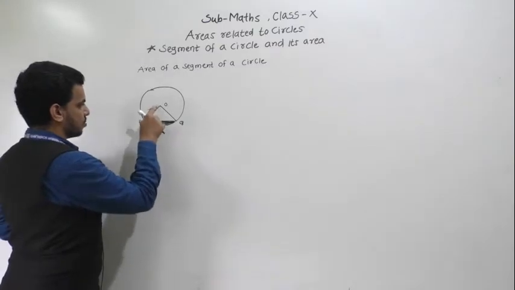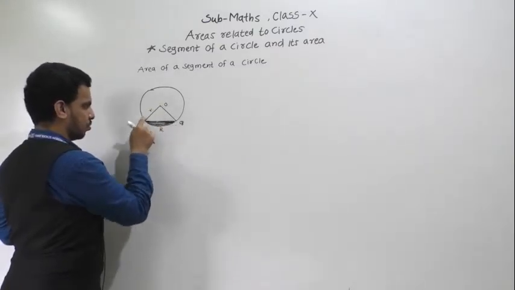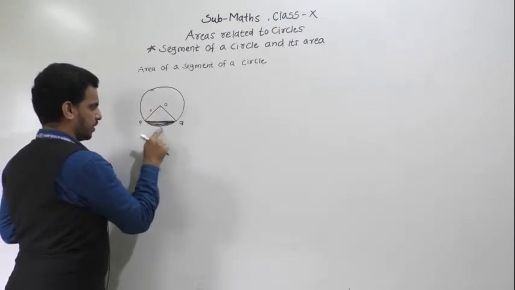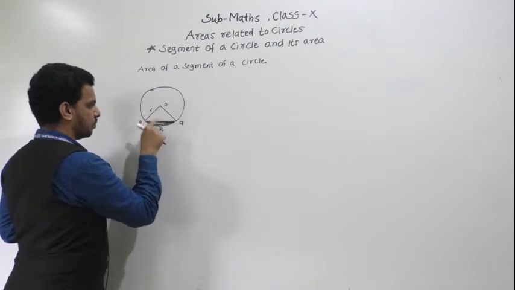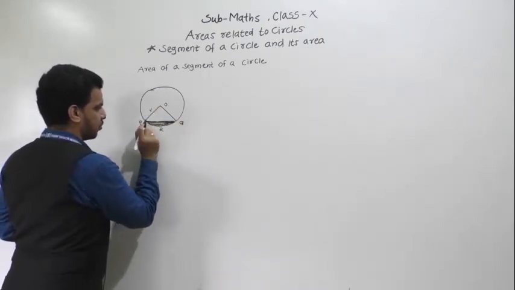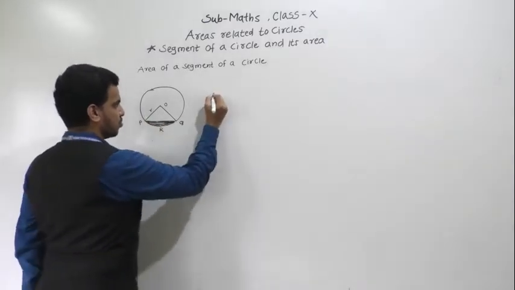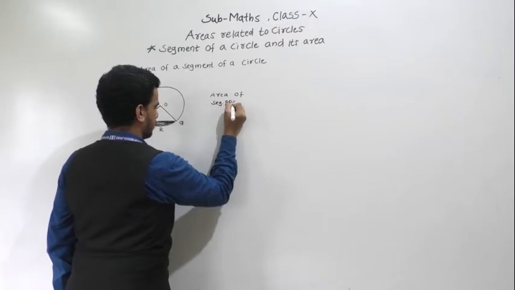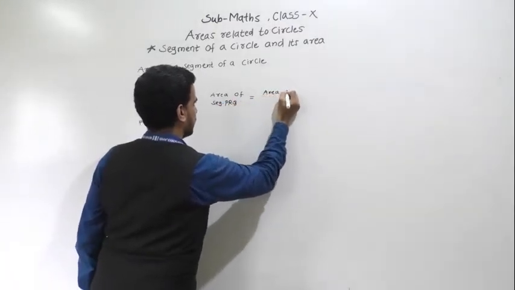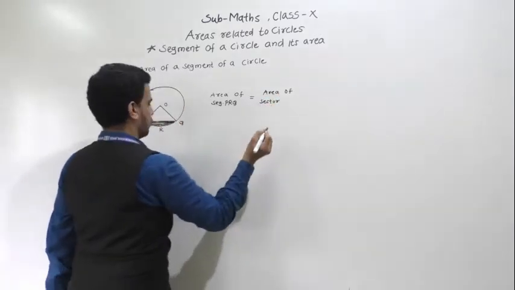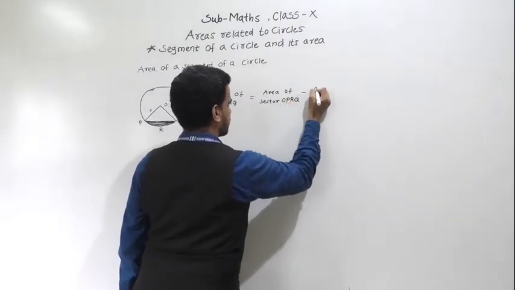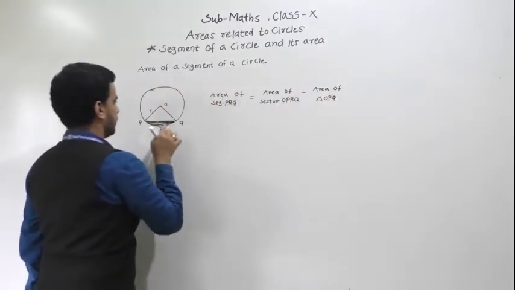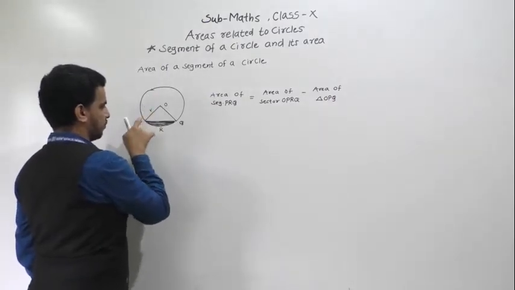Now we know that OPRQ is a sector. If we find the area of sector OPRQ and subtract the area of triangle OPQ from that sector, we will get the area of segment PRQ. So area of segment PRQ is equal to area of sector OPRQ minus area of triangle OPQ.